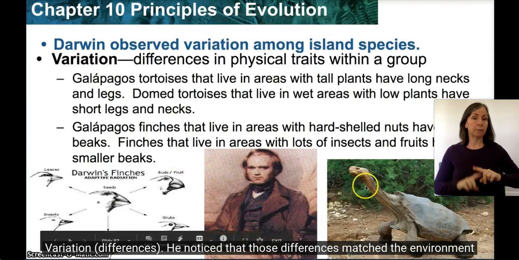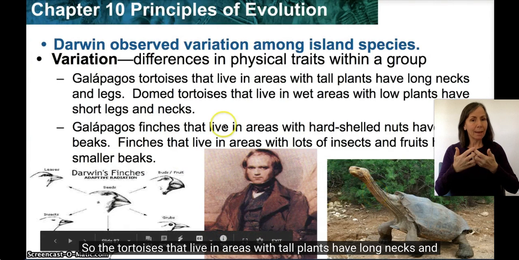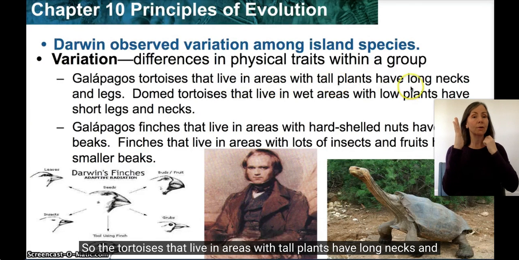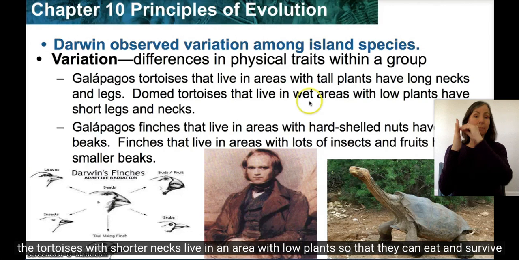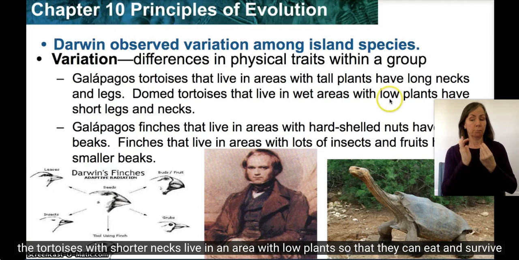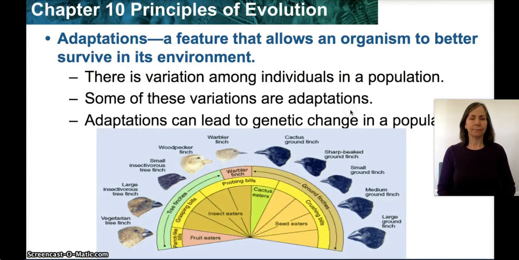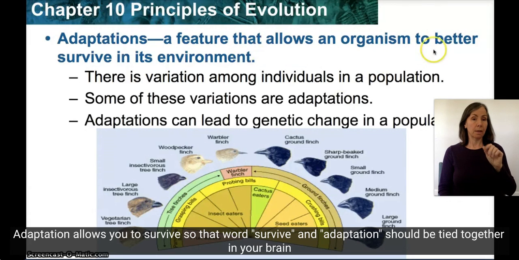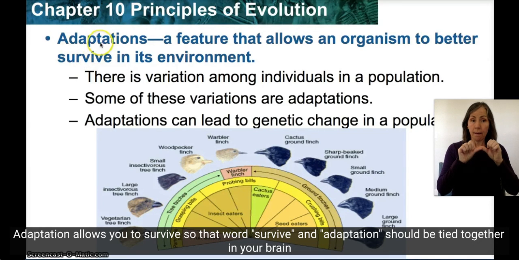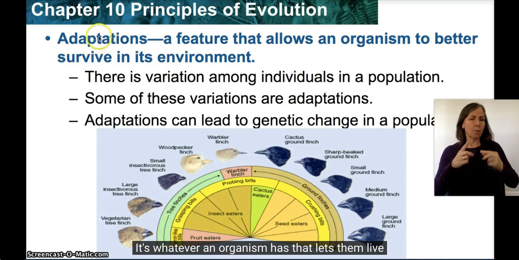He noticed that those differences matched the environment. So the tortoises that live in areas with tall plants have long necks, and the tortoises with shorter necks live in an area with low plants so that they can eat and survive. Adaptation allows you to survive. So that word survive and adaptation should be tied together in your brain. It's whatever an organism has that lets them live.